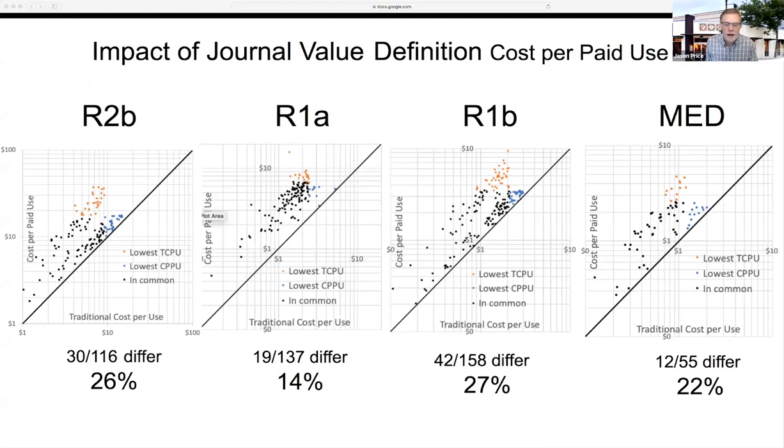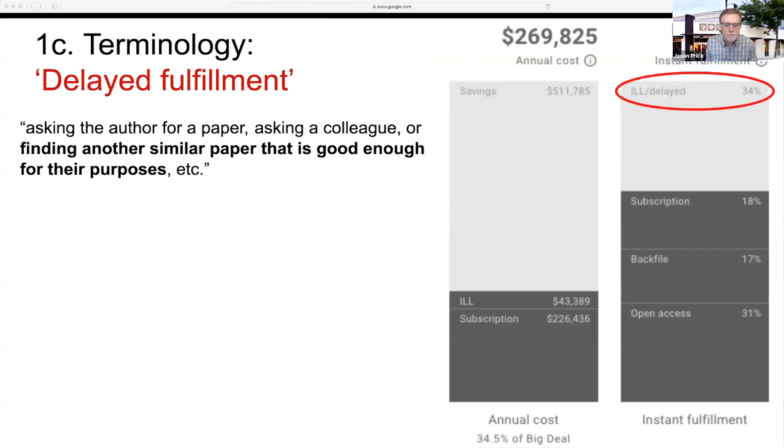Looking at the impact of this across the other institutions seeking to maintain the same level of access, we can see that the degree was similar. Between 1/4 and 1/7 of the set of recommended titles are different when using the cost per paid use definition that Unsub bases its recommendations on.